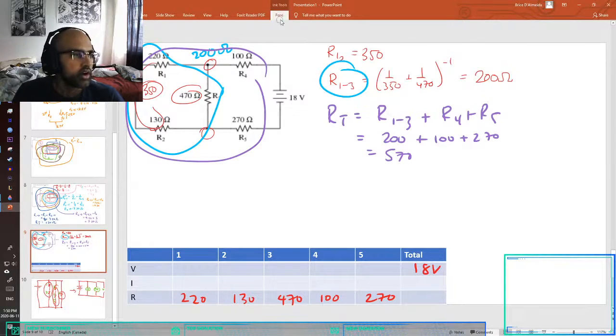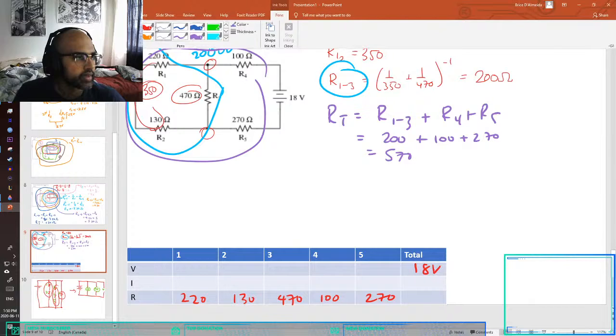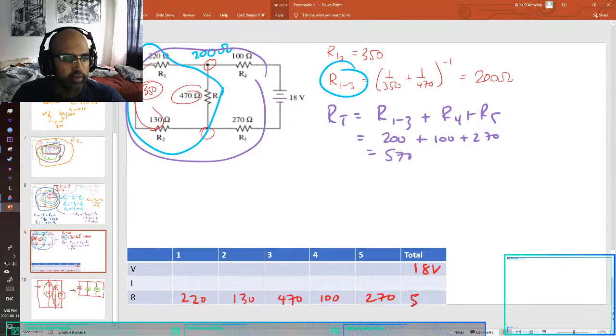All right, now we got our answer. The total resistance of our circuit, I figured out, is 570 ohms. Let's choose a different color that contrasts better. Red was fine. We got 570 total resistance. Now, current is equal to voltage divided by resistance. So that is 18 divided by 570. I'm getting 0.032. I gotta keep a couple of decimal places here because it's a small current.